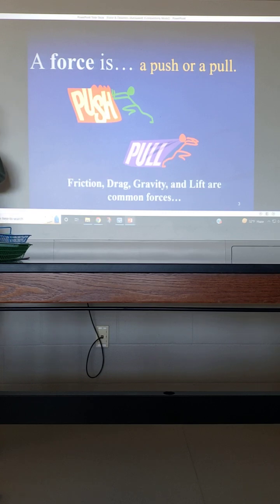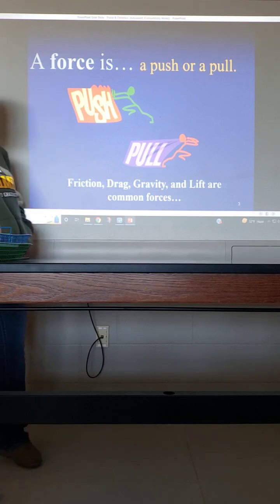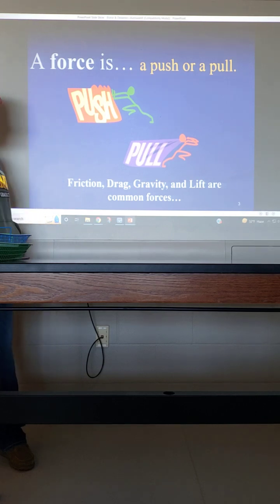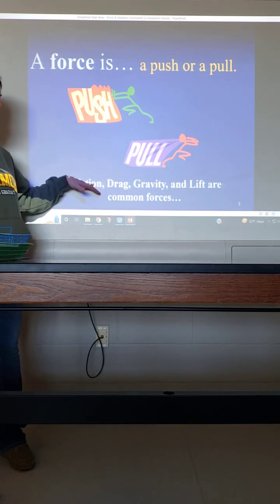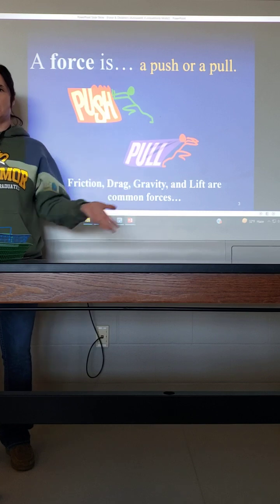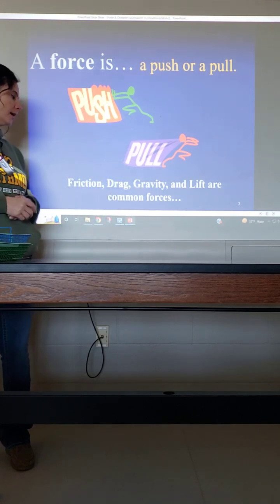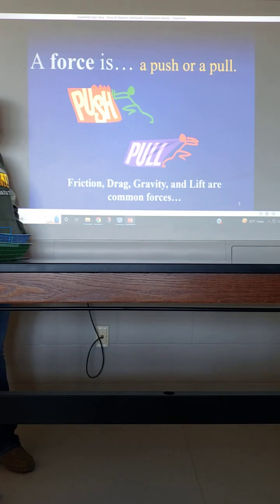Okay. Some major types of forces are friction, drag, gravity, and lift. Obviously, friction is something that works against motion. Drag is a specific type of friction. Lift is the force of air pushing up on something. Those are some common ones that we'll look at.